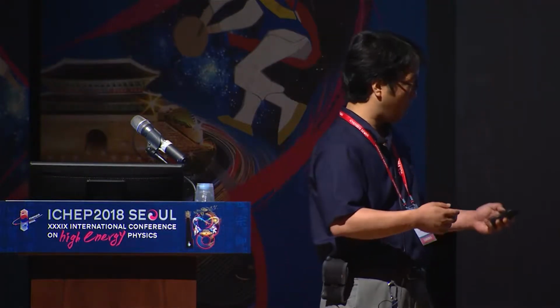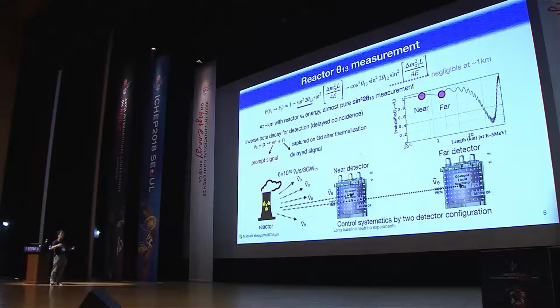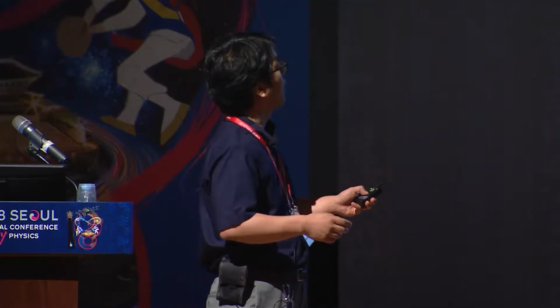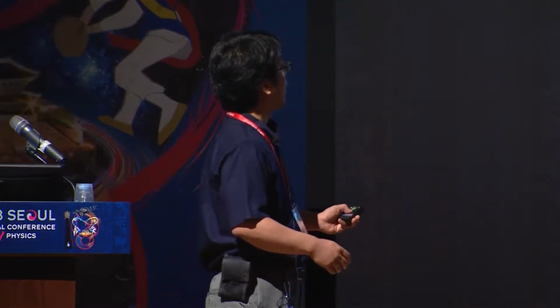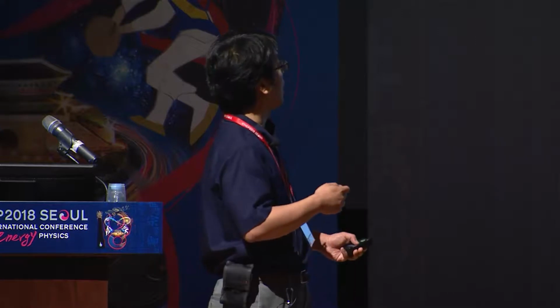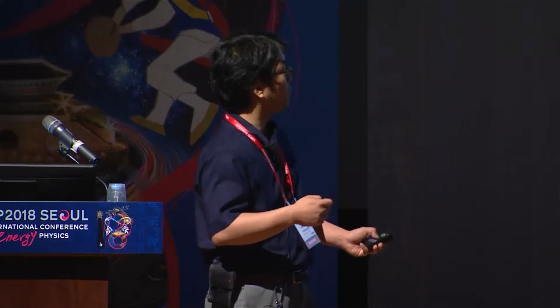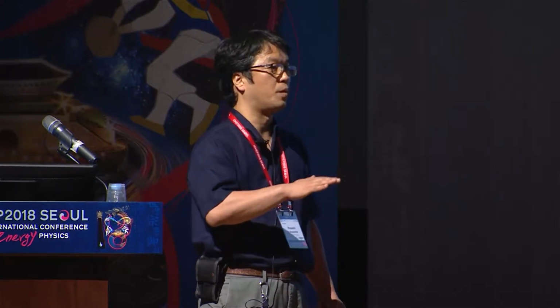So let me start from the reactor measurements of theta 1-3. From reactors, we have many anti-electron neutrinos, nu-e bars, and using this nu-e bar disappearance measurement at a baseline of order 1 kilometer, we can have an almost pure measurement of sine square 2 theta 1-3. This is the oscillation probability, and this term is negligible at a baseline of 1 kilometer. So an almost pure measurement of this theta 1-3 is possible. And nu-e bar from reactors can be purely and efficiently detected by using inverse beta decay, whose cross-section is precisely known, with a delayed coincidence to suppress the background.